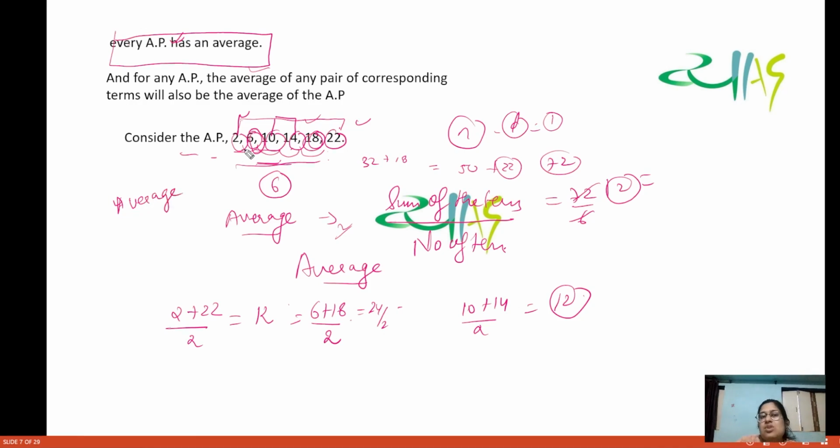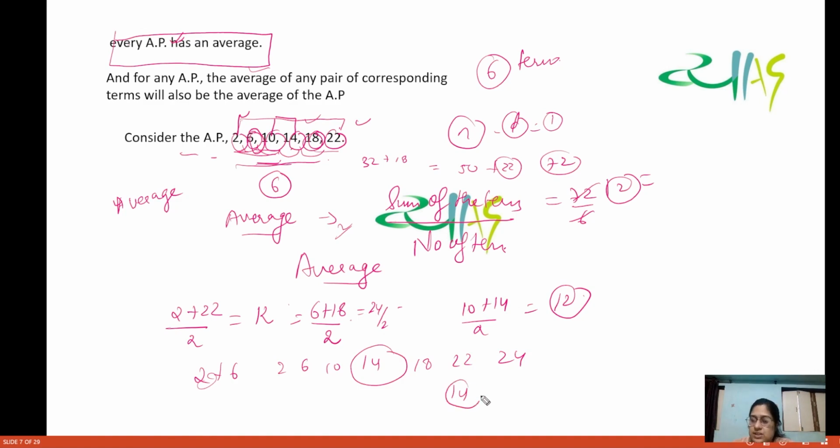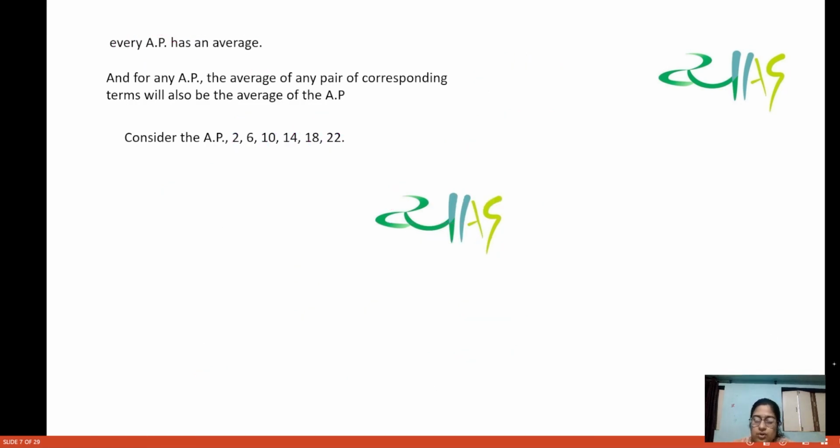Now this was a six-term AP, so you have an even number of terms. If you have an odd number of terms, let's say you have 2, 6, 10, 14, 18, 22, 26, then I can directly say my average is 14. So let us calculate and see whether I am correct or not.